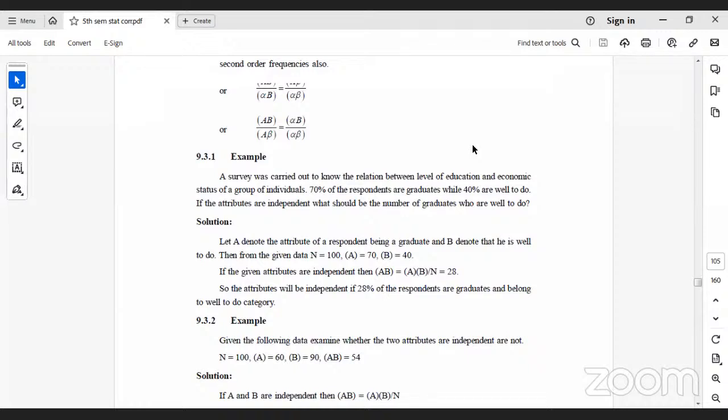A survey was carried to know the relation between level of education and economic status of a group of individuals. 70% of the respondents are graduates while 40% are well to do. If the attributes are independent, what should be the number of graduates who are well to do? See here, let A denote the attribute. N is equal to how much they have given?